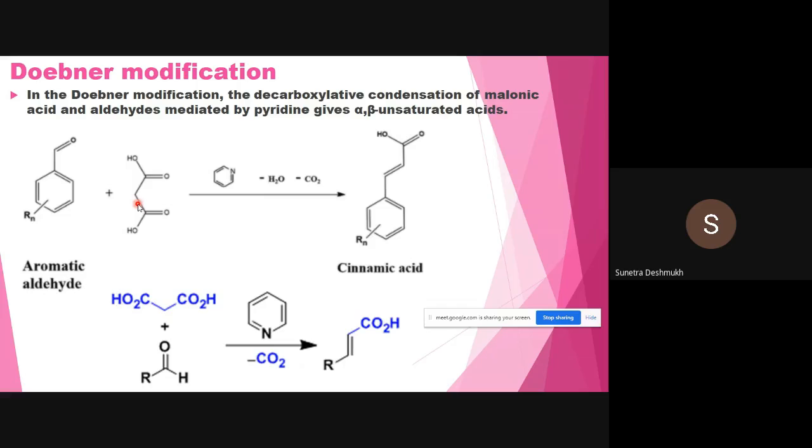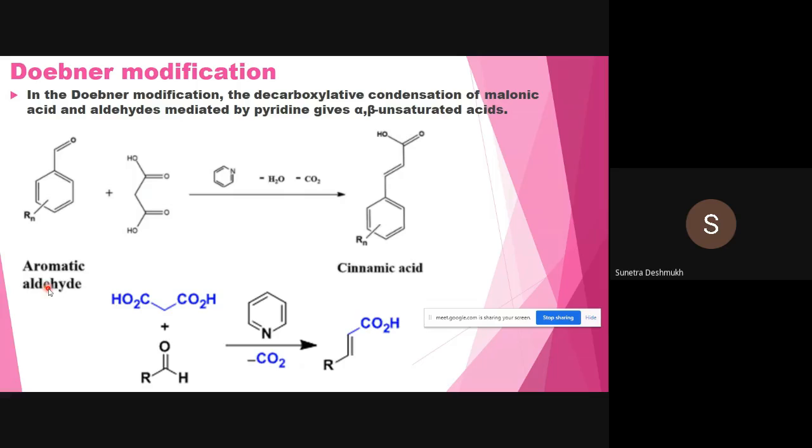Okay. So in the Doebner modification, we need to change two starting materials. One is this COOH group, the malonate ester we have changed to the dicarboxylic acid groups. Okay, and here two COOH groups we have put, and we have changed the basic catalyst. And the same thing we have to do over here. We have to generate a carbon-carbon double bond.